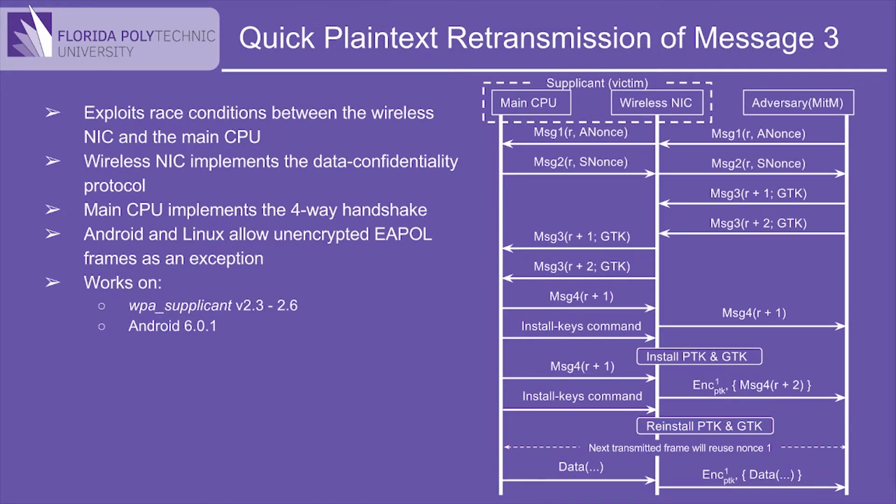The second type of attack on the four-way handshake is similar to the first attack, but it will work on some implementations that know that they shouldn't accept retransmissions of plaintext, but do anyways. The reason for this is due to the wireless NIC implementing the data confidentiality protocol and the main CPU implementing the four-way handshake. Due to the separation, there's a slight delay between the two, and this variation of the attack exploits that race condition. As an exception, Android and Linux will allow these packets to be accepted, even though they know the message is unencrypted.